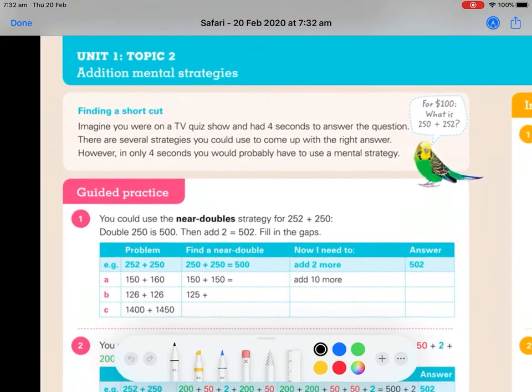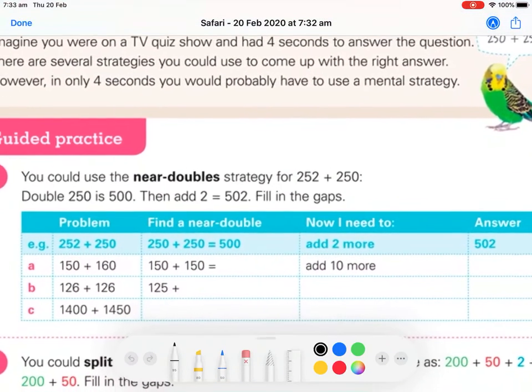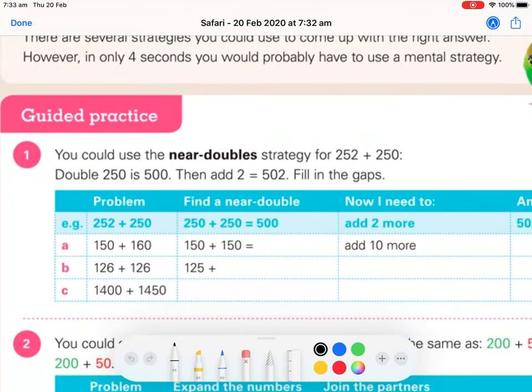Here we go. Imagine you were on a TV quiz show and had 4 seconds to answer this question. There are several strategies you could use to come up with the right answer. However, in only 4 seconds, you would probably have to use a mental strategy. So they're saying you wouldn't write it down on a piece of paper and work it out vertically like an algorithm. You'd do it in your head in a certain way. Here are a few ideas.